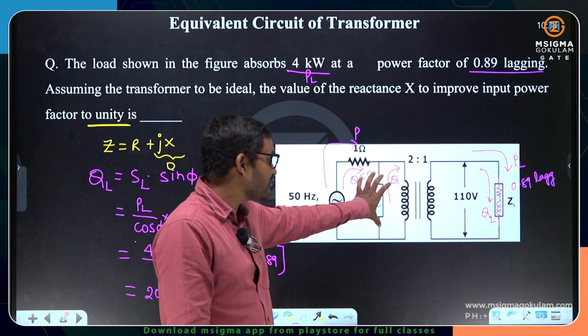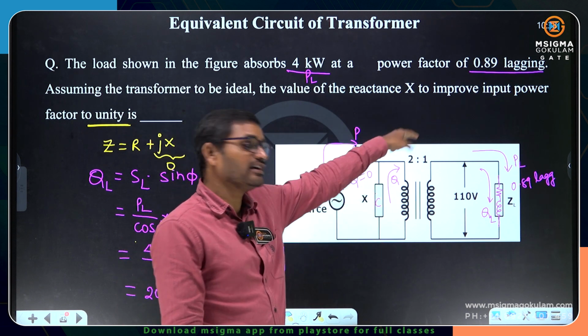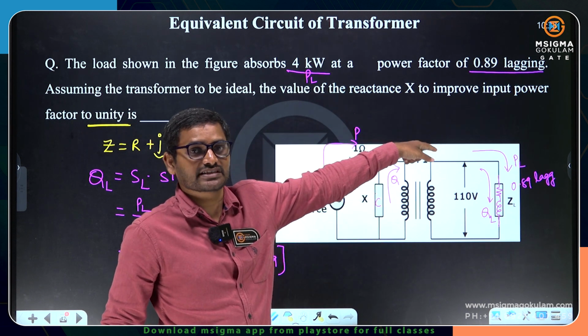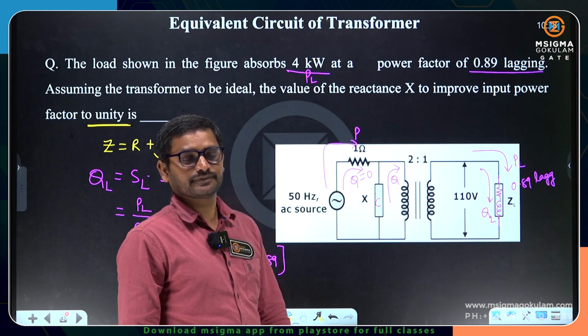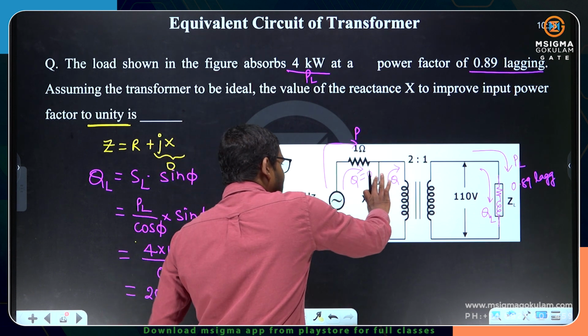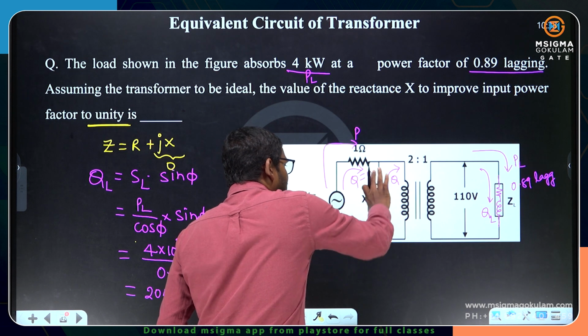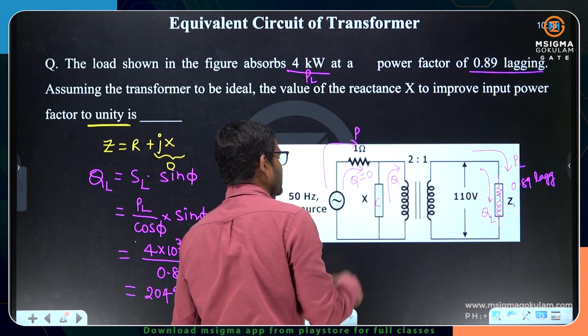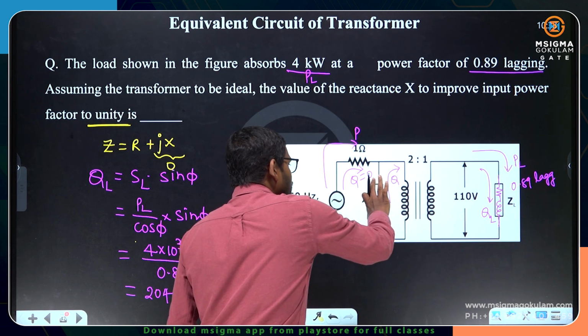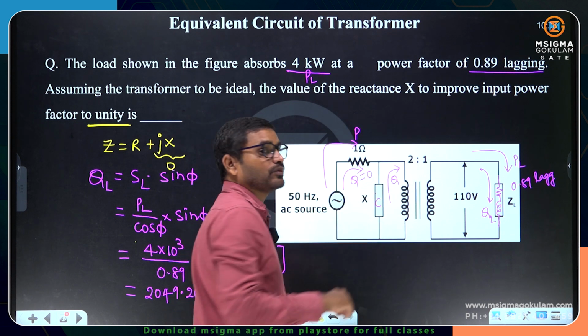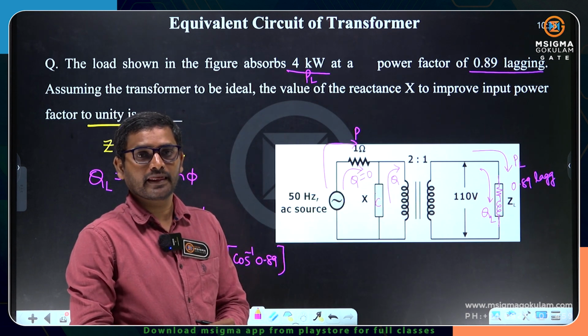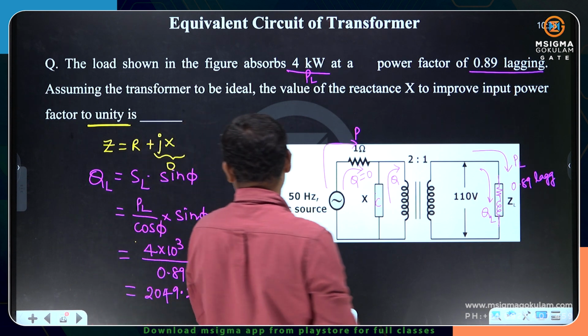Now what should be the value of reactance? If you are expecting to deliver 2049.26 VAR, what should be the reactance? How do you calculate reactance? Ohm's law, use Ohm's law. Reactance is equal to voltage divided by current, or otherwise reactance is equal to power divided by voltage, also you can do, no?